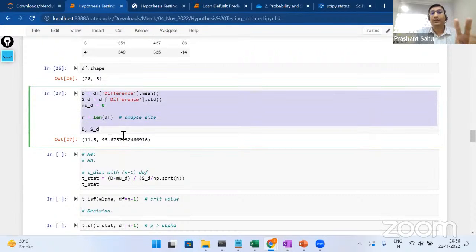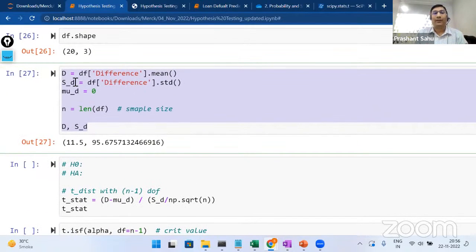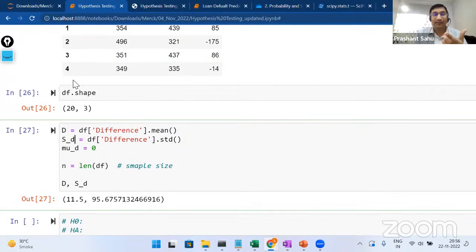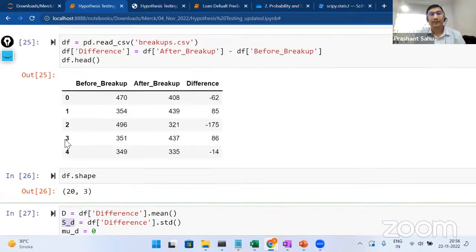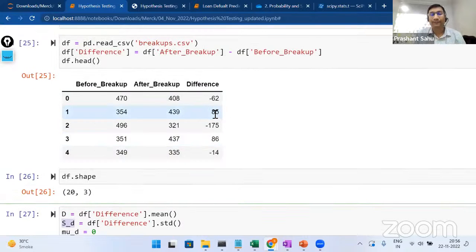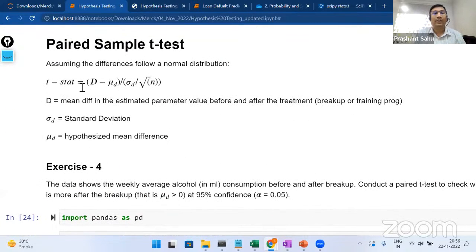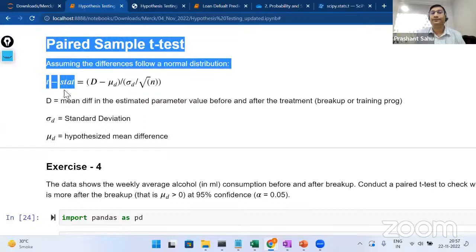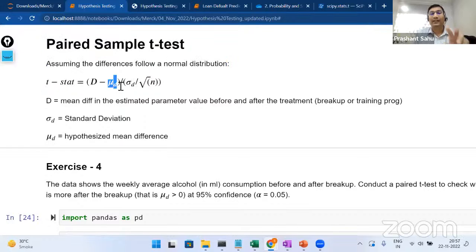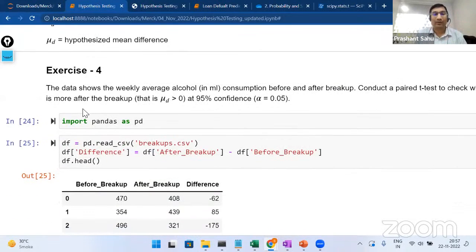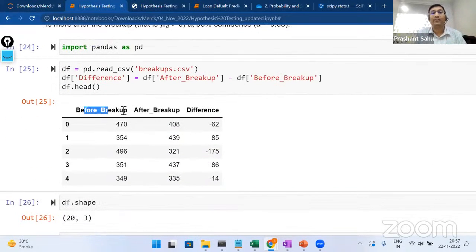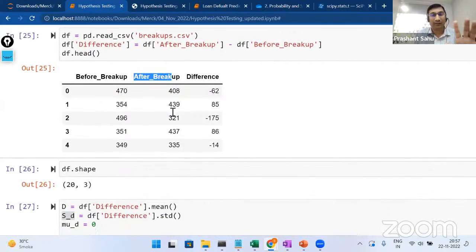Right? These calculations. So capital D is the average difference. SD is your standard deviation of the difference, standard deviation of this third column. Now when you substitute, you'll get the test statistic. Here mu will be taken as 0 because we are only talking about greater than this. So if this is greater than this or not. So mu is 0 as of now.